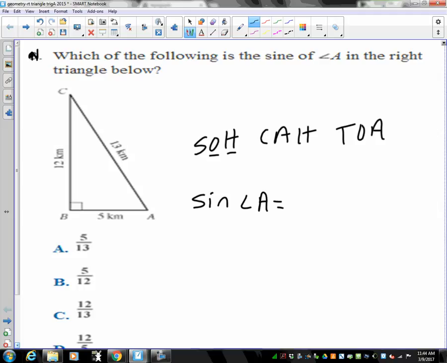Now we need to be sure that we're going from the right angle. So notice it says angle A, it doesn't say angle C. So from angle A, the sine is the opposite over the hypotenuse. So that would just be 12 over 13 there.